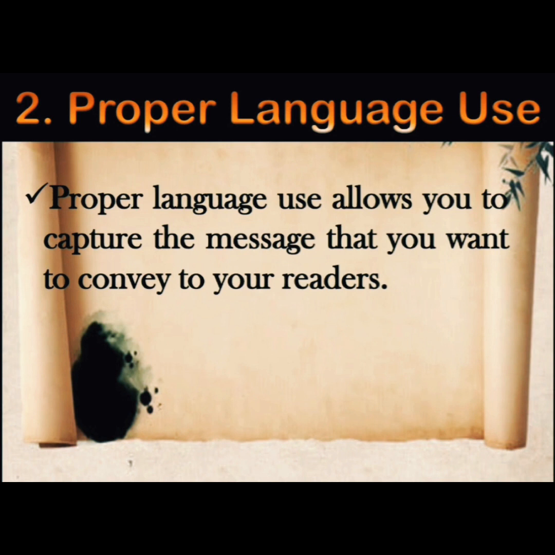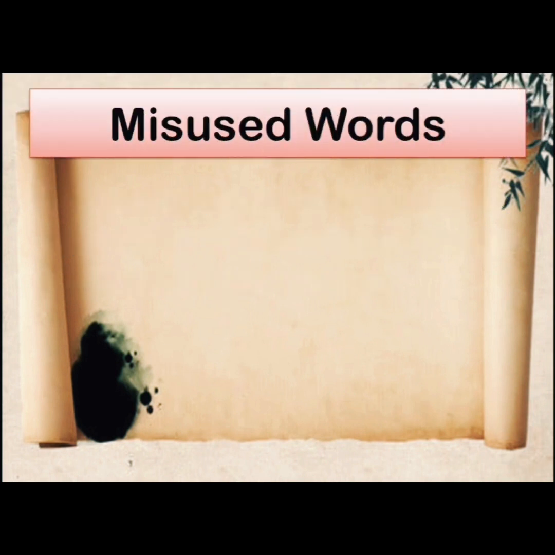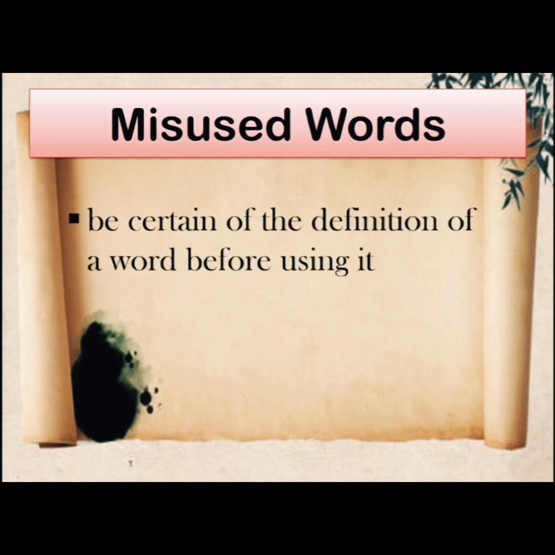Second is proper language use. Proper language use allows you to capture the message that you wanted to convey to your readers. It is all about choosing the right words that accurately capture your ideas. However, writers sometimes encounter problems, like misuse of words. We have to be certain of the definition of a word before using it.